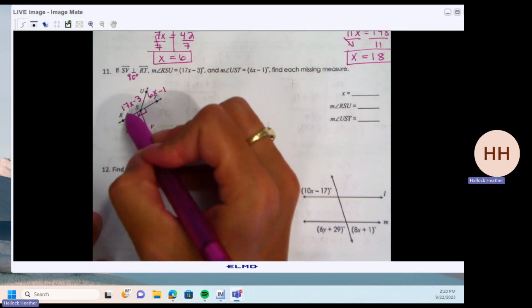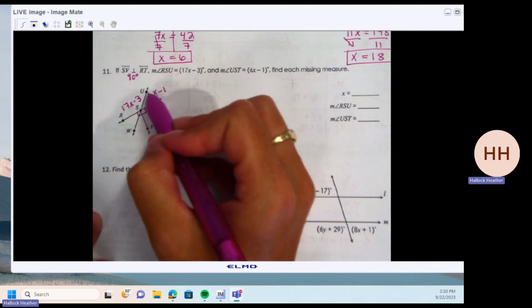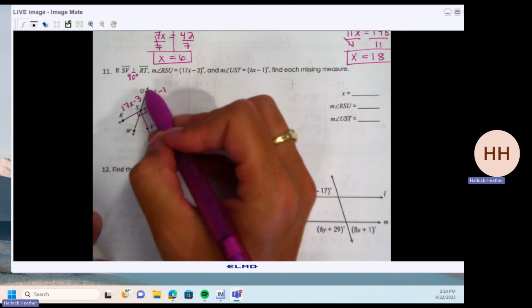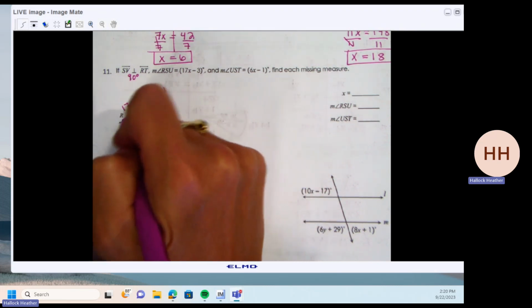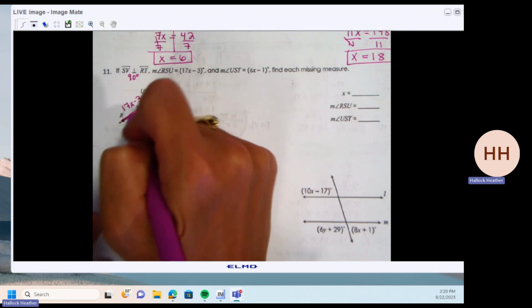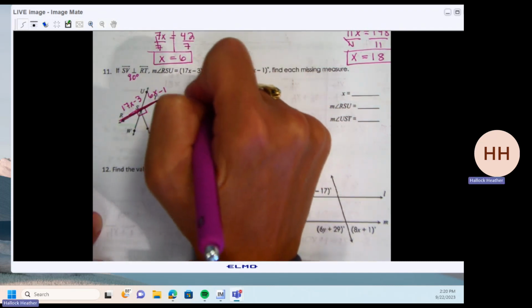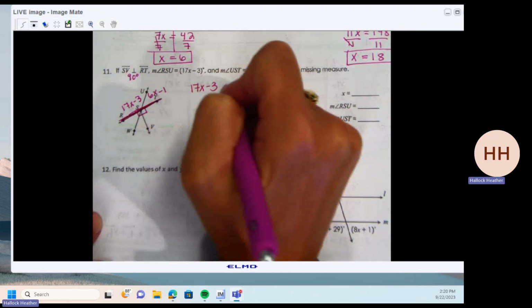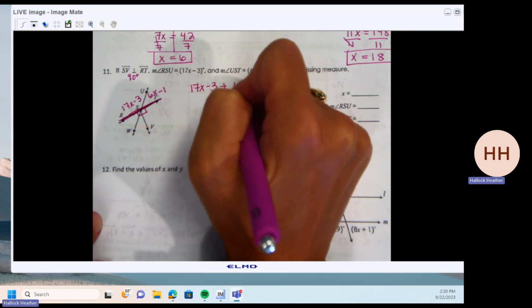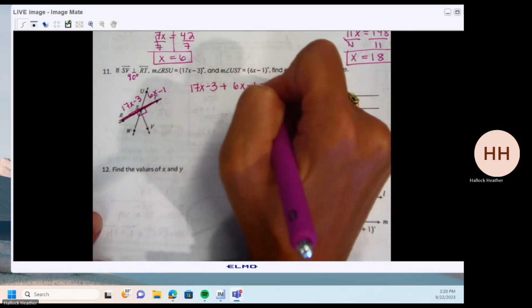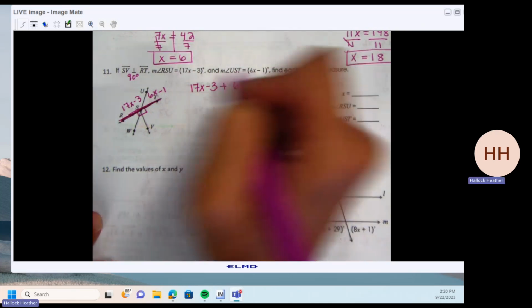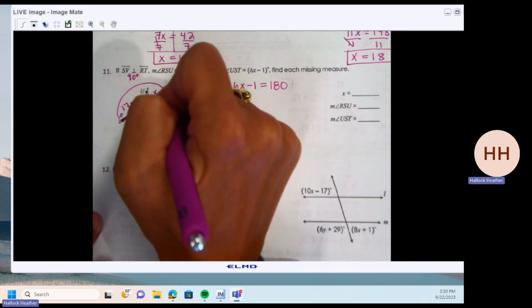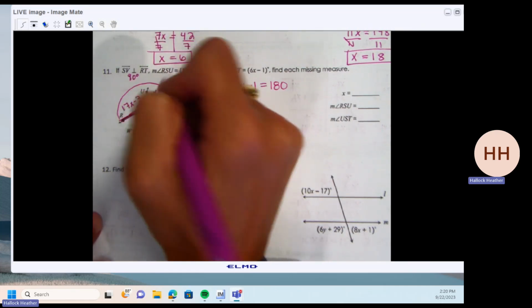So I'm going to take this angle and this angle, and I'm going to add them together to make 180 because it's forming a straight line together. So I can do 17x minus 3 plus 6x minus 1 equals 180 in total because they add to make 180.